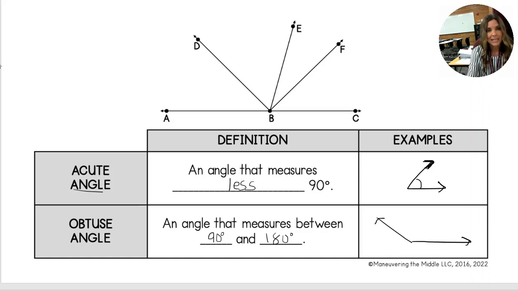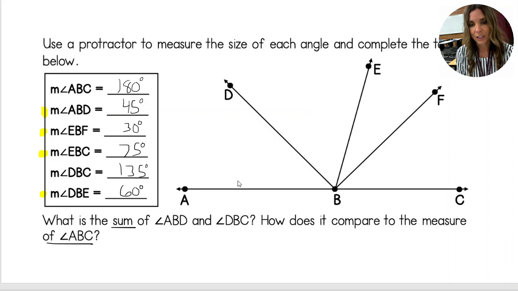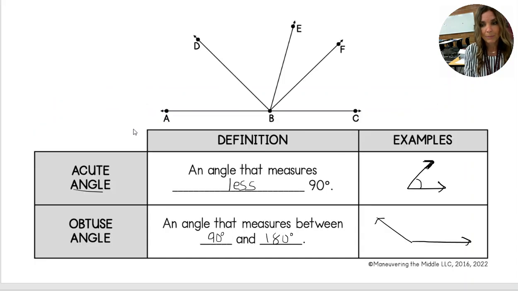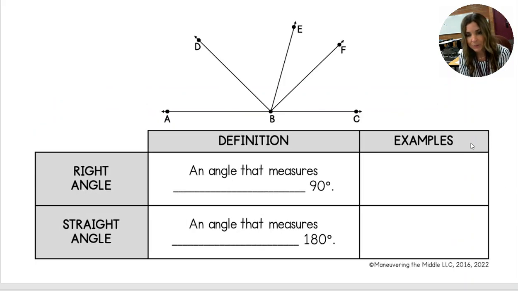And then let's look at our chart here, and I'm going to mark the obtuse ones in green. So this one's obtuse, it's bigger than 90, and this one's obtuse, it's bigger than 90. So just remember that the obtuse angles are the ones that are bigger than 90. Okay, let's go to the next part, a right angle. A right angle measures exactly 90.